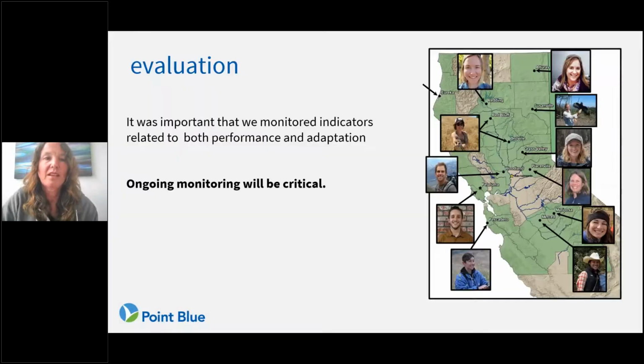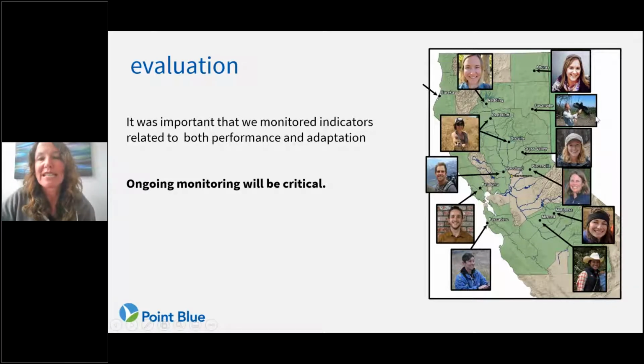situations. In evaluating this project, it's important that we monitored indicators related to both initial performance and adaptation to start building a clearer picture of the entire story. But a key takeaway here is that ongoing monitoring will be critical. And one way that we sustain our monitoring efforts long-term, as at Point Blue, we do see a critical importance in long-term perspectives and long-term monitoring is through our dispersed staff and partnerships that we have throughout the state and project area.